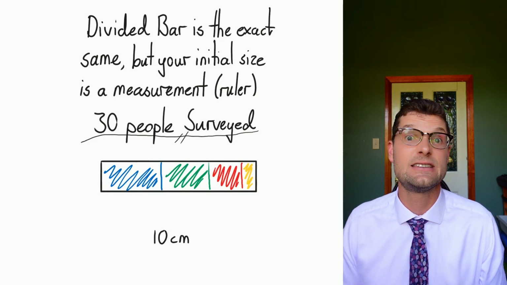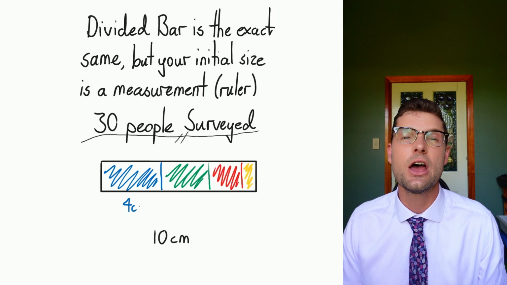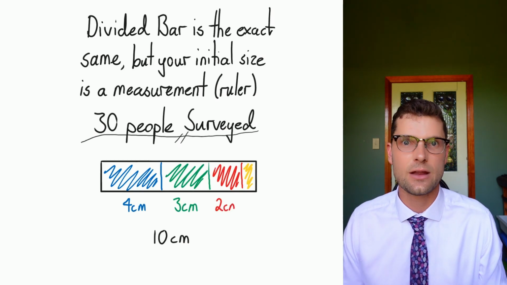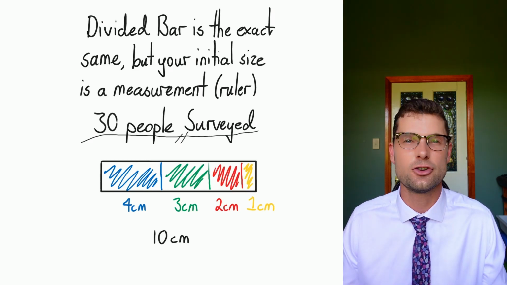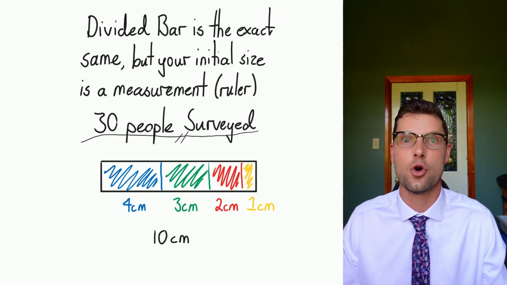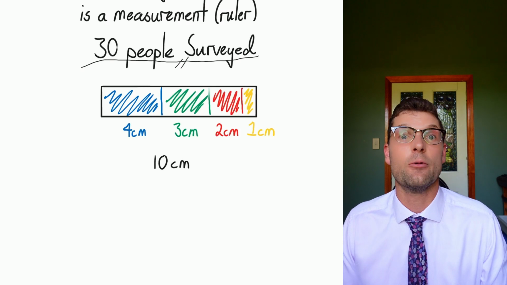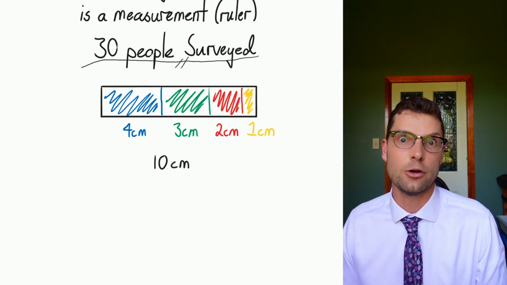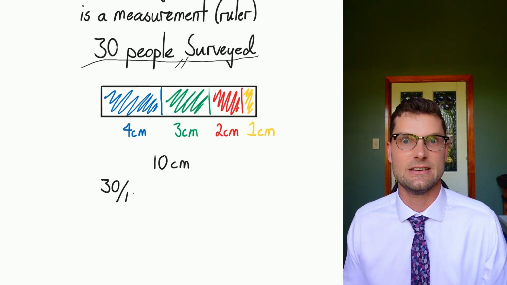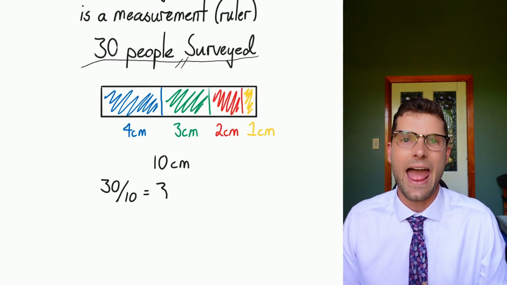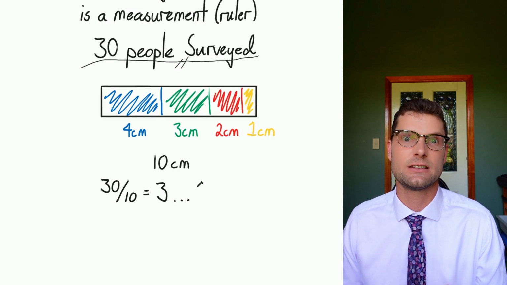Then what I want you to do is tell me how big each section is. So this first blue section is 4 centimeters, 3 centimeters, 2 centimeters, and 1 centimeter. And again, just make sure that equals up to the size of your graph. So this time we're going the other way. We've got to find out what does 1 centimeter represent. So this time we have to do the amount of people divided by the distance. So 30 divided by 10. And that tells us that 1 centimeter represents 3 people.